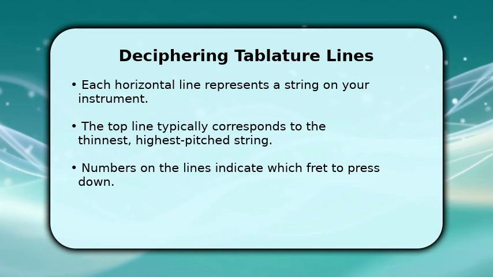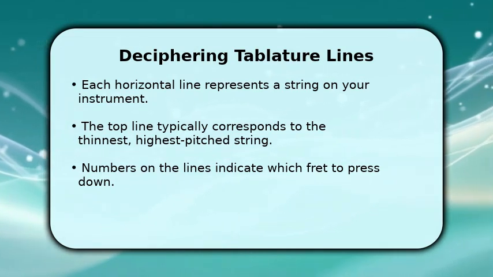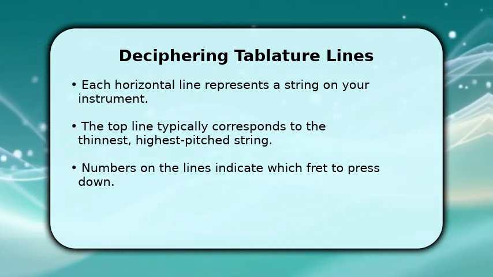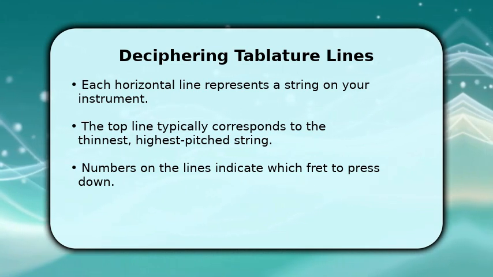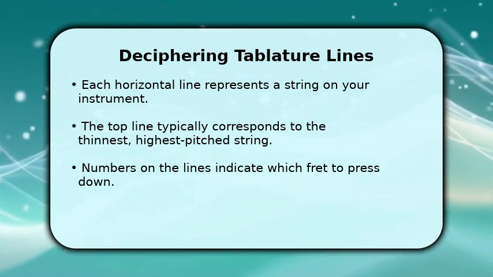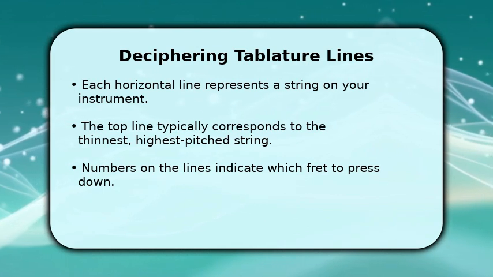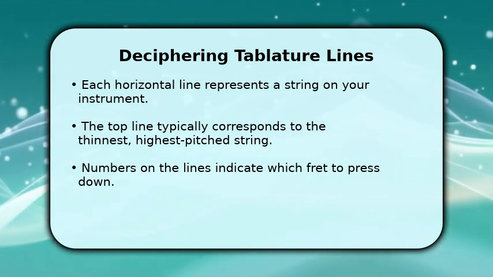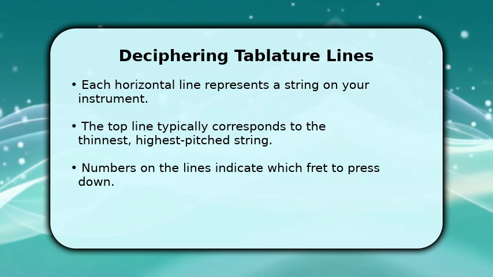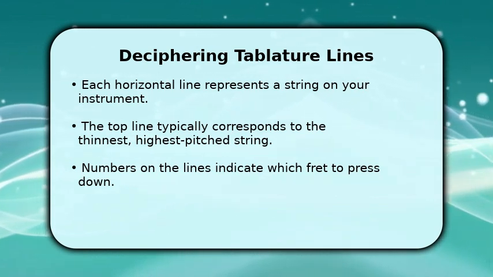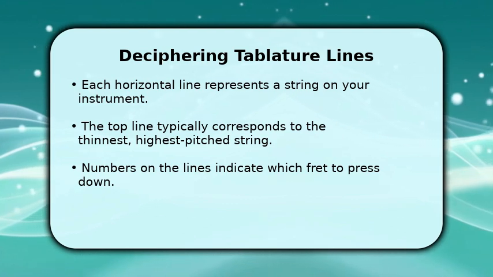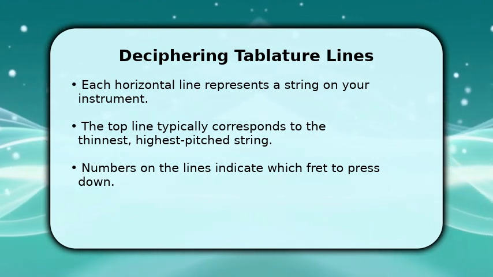To begin reading tabs, understand that each horizontal line corresponds to a string on your instrument. For a 6-string guitar, you will see 6 lines. The top line usually represents the high E string, the thinnest one. Numbers placed on these lines tell you which fret to press. For example, A3 on the second line means to press the 3rd fret on the A string. A0 indicates an open string.